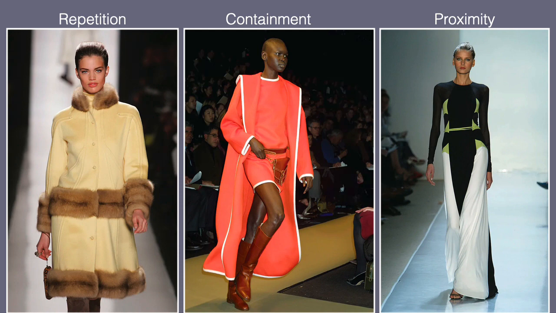Here's a few pictures of designs that make use of repetition, containment, and proximity. The first image to the left shows the repetition of fur on the model's outfit. The second picture shows piping or edging in white that is an example of containment. And the third picture shows shapes in the color green that are spaced apart on the bodice of the dress, as well as at the hips. This is an example of proximity.